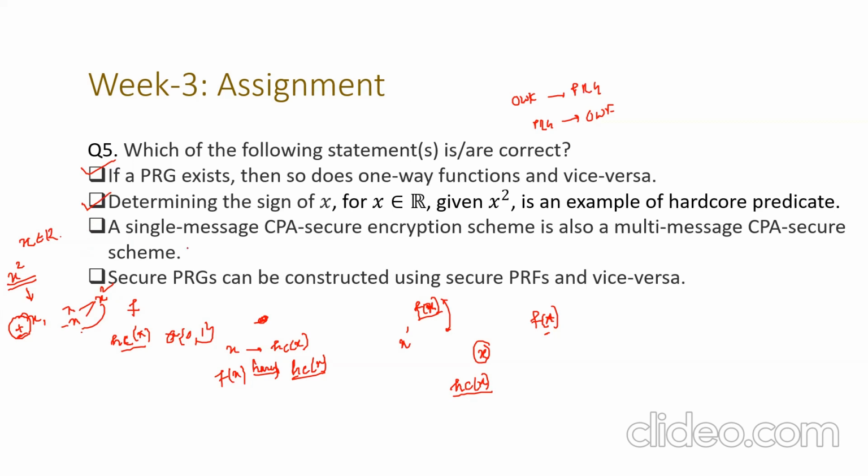Next statement says a single message CPA secure encryption scheme is also a multi-message CPA secure scheme. Yes, this is true. Why? Because you can think of the encryption oracle service for a CPA secure encryption scheme as the availability of multi-message encryption facility as well. So if a CPA secure scheme is single message secure, it is bound to be multi-message CPA secure as well.